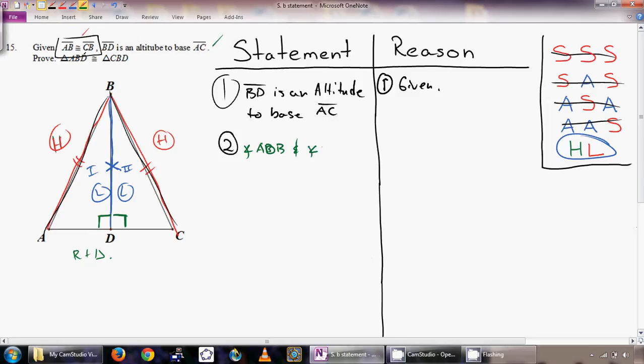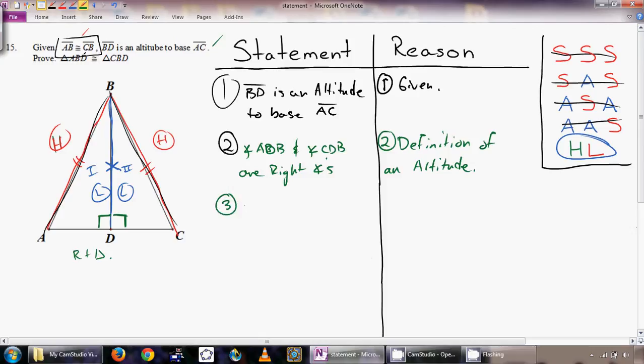Okay, well, my next conclusion was that angle ADB and angle CDB are right angles. Well, how did I know that? Oh, well, that's the definition of an altitude. Okay, right, altitudes by definition form right angles. And then the next thing I want to say is, well, the triangles you're asking me to prove, triangle ABD and triangle CBD, they are right triangles. Well, how do I know that? Well, that's the definition of a right triangle.